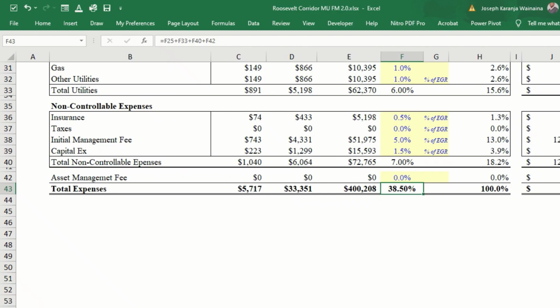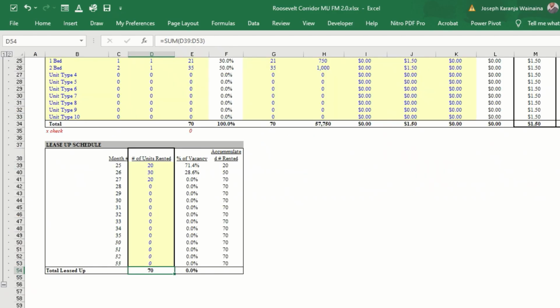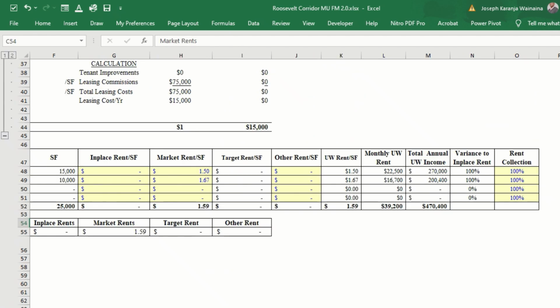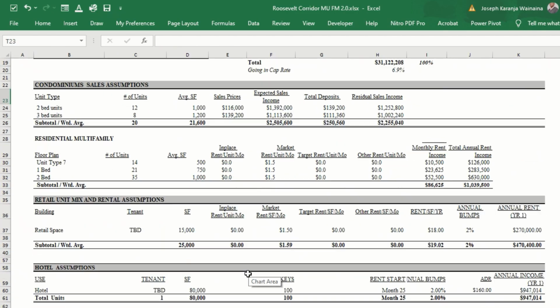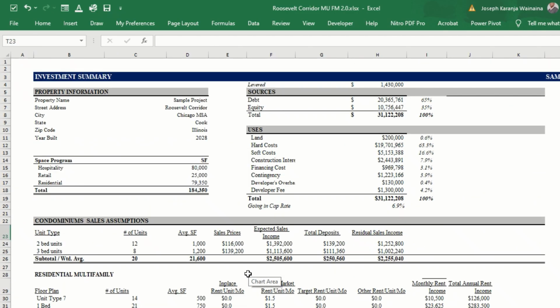residential component. Those are the key tabs that I have for this model, and all of them come back and present their outputs on this investment summary section, which can be used as the dashboard for the model.